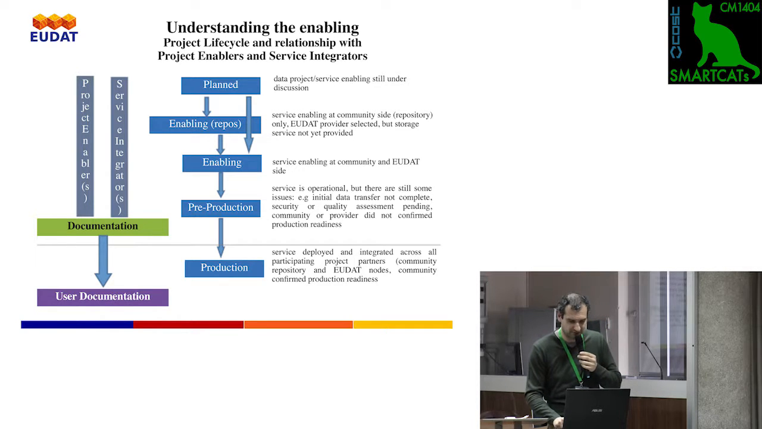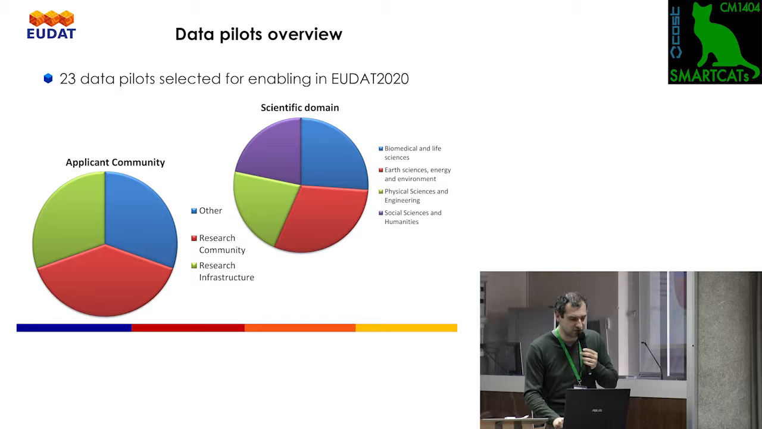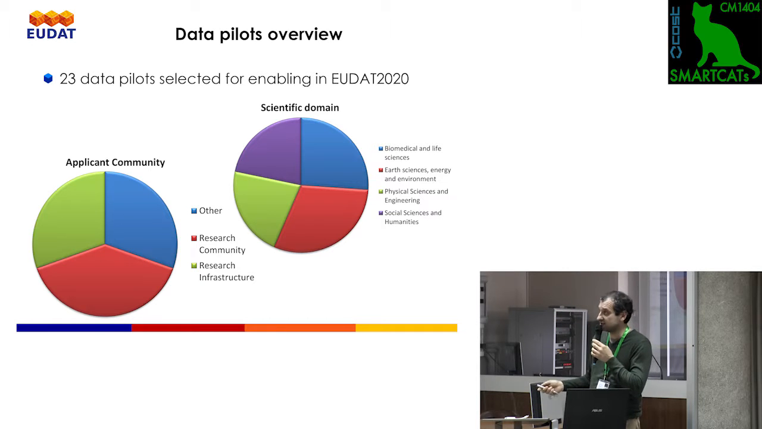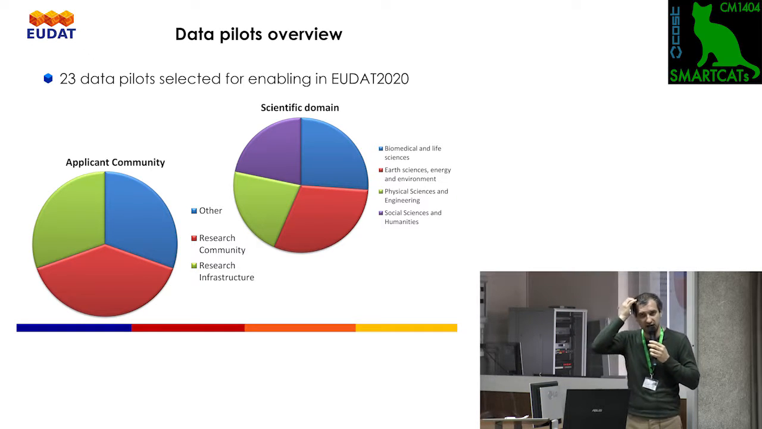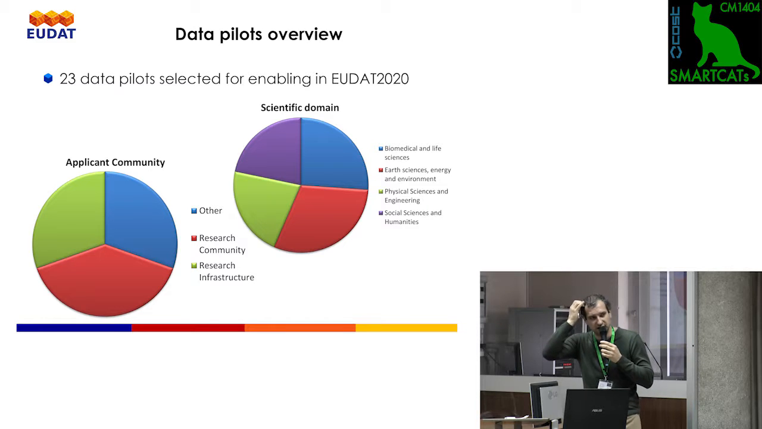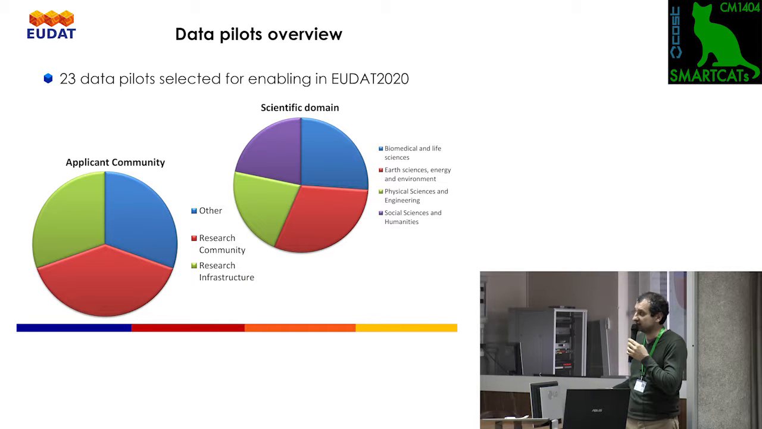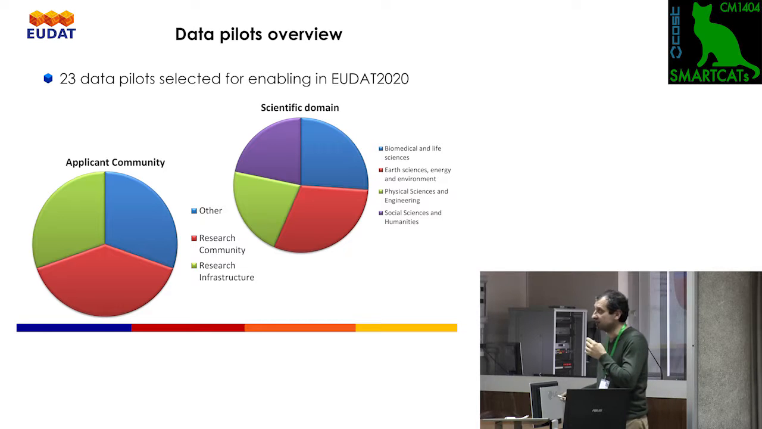Just the last 2 slides about the last call for collaboration of EUDAT. It was concluded at the beginning of January of this year. And so we accepted 23 data pilots. These are distributed in this way, a completely equivalent distribution across the communities, and this is the scientific domain. So it's interesting that there is no particular concentration; it is completely uniformly distributed across the scientific domains.